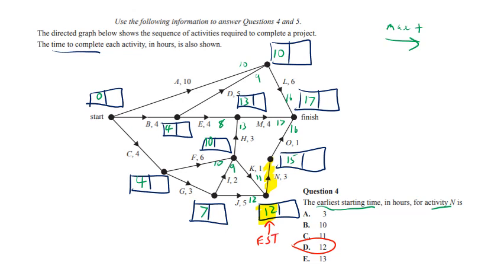Okay, and the second number in the box, that's your latest starting time for activity N, because it's at the beginning of N. But at the end of N, this would be the earliest finish time, and this one would be the latest finish time.